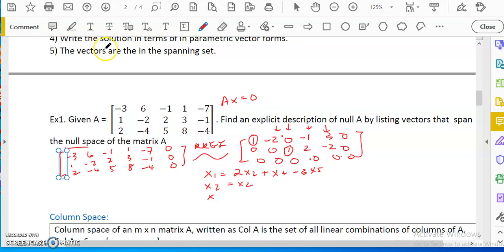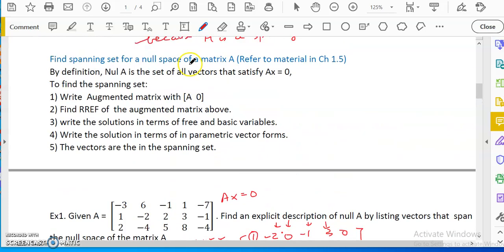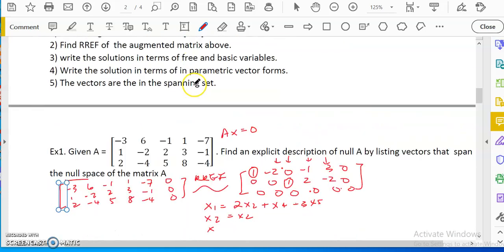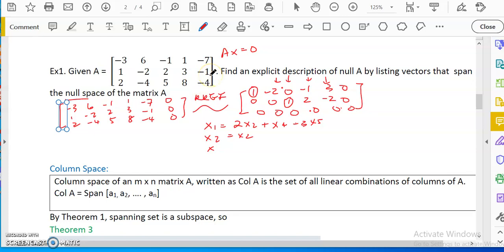In part 1, we talked about Nul A, the definition of Nul A, and the fact that it is a subspace. We also briefly talked about the process of finding spanning sets, because that is also one way to convince people that it is a subspace, other than using Theorem 2. And sometimes we want to write it out, right? So how do I do it? We do the reduced row echelon form. And this is an example.